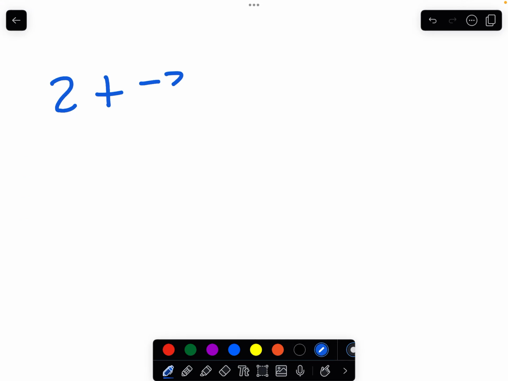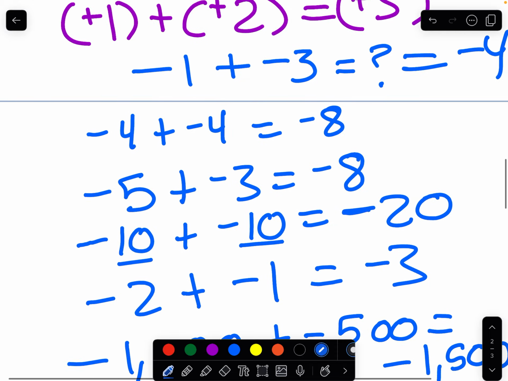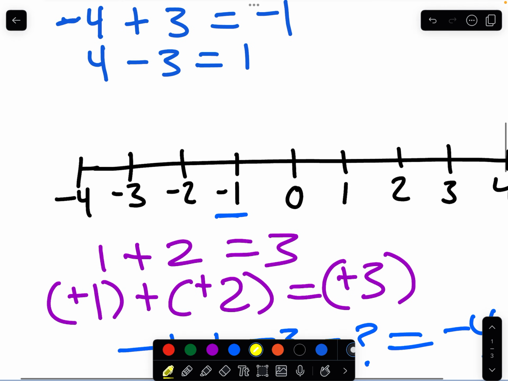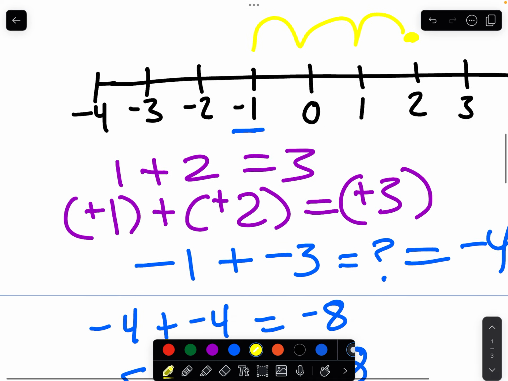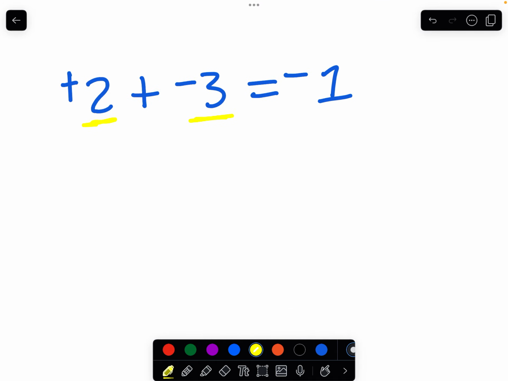2 plus negative 3. We subtract, regardless, you know what, let me add the positive sign here. We subtract the smaller number from the larger number, regardless of the signs. 3 minus 2 is 1. But then we have to apply the sign of the larger number. So we've got negative 1. 2 plus negative 3. And why that works on the number line, we've got 2 plus negative 3, 1, 2, 3. It gives us negative 1. So we know it checks. If you're not sure, you can always check on the number line or draw a number line.